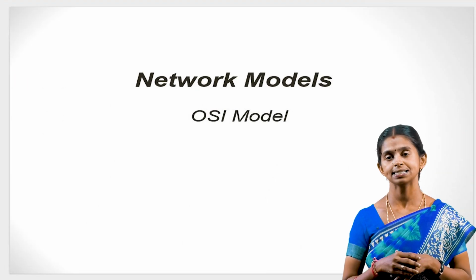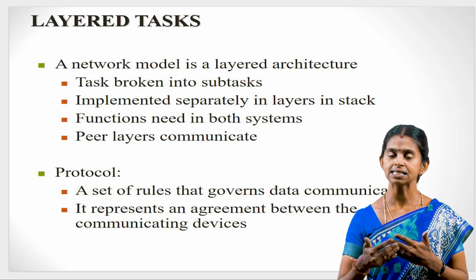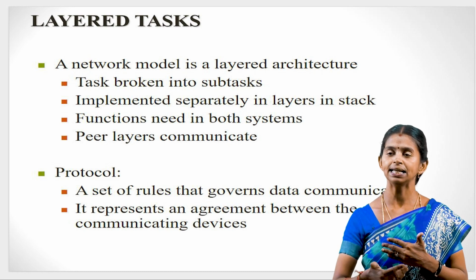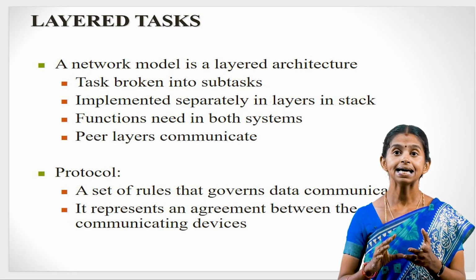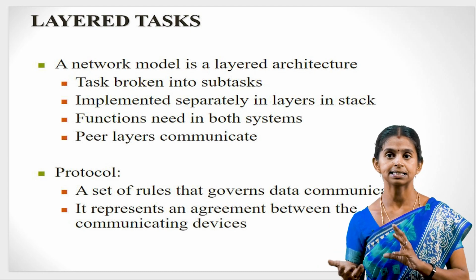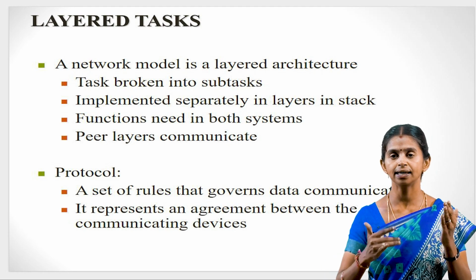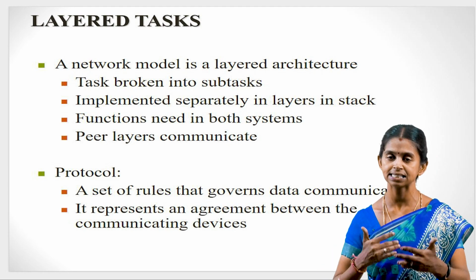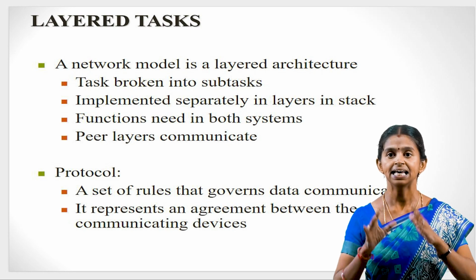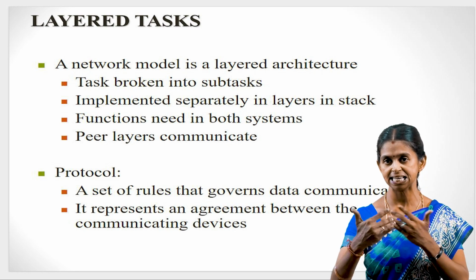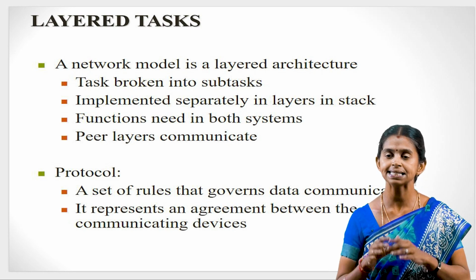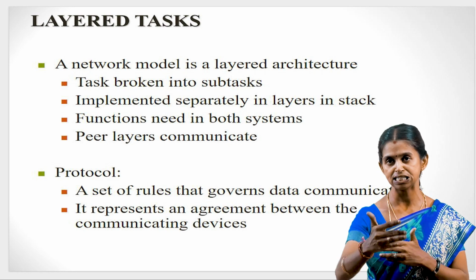Network models, OSI model. Layered tasks. A network model is a layered architecture, with the task broken into subtasks, implemented separately in layers in a stack. Functions are needed in both systems. Peer layers communicate with each other. A protocol is a set of rules that governs data communication. It represents an agreement between the communicating devices.